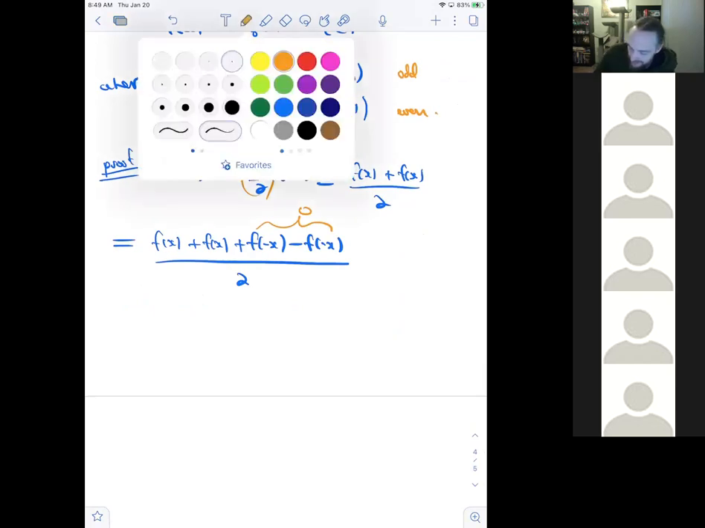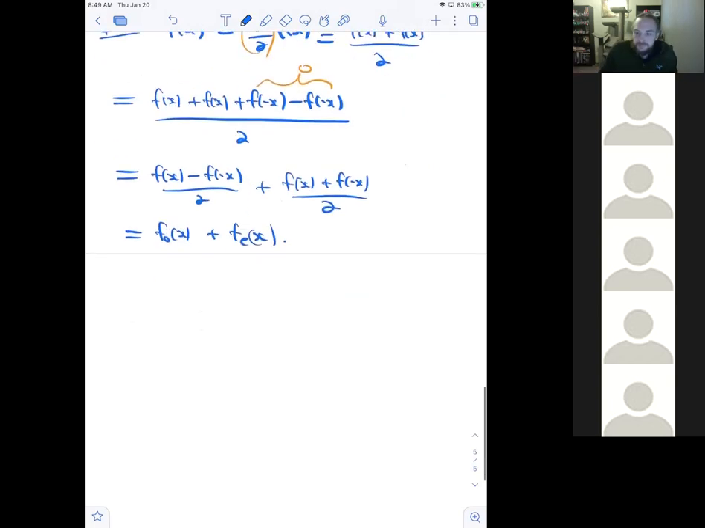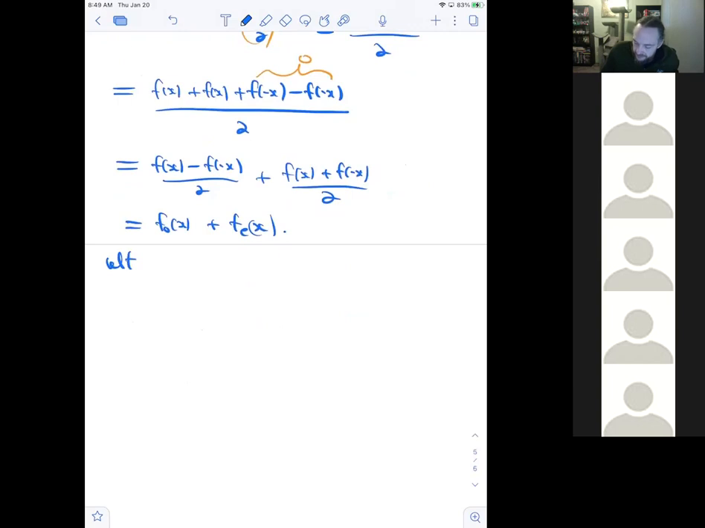But now what do I get? I regroup this. This is f of x minus f of negative x over 2 plus f of x plus f of negative x over 2. And that's just my f_o of x plus f_e of x. And you can show that f_o is odd and f_e is even. You just put negative x in there and show that you get the same thing.